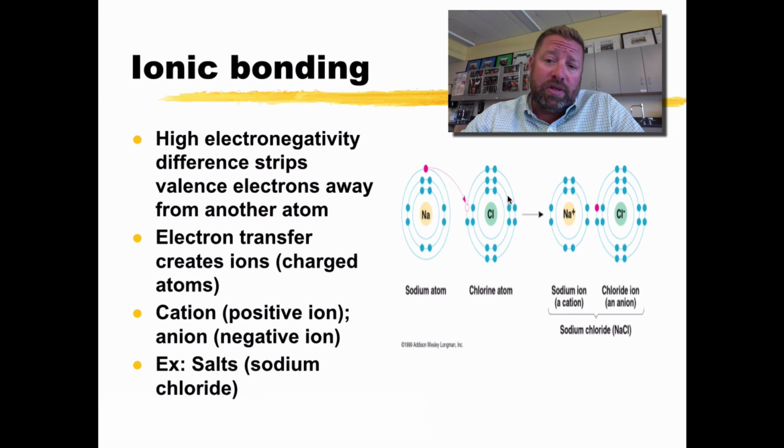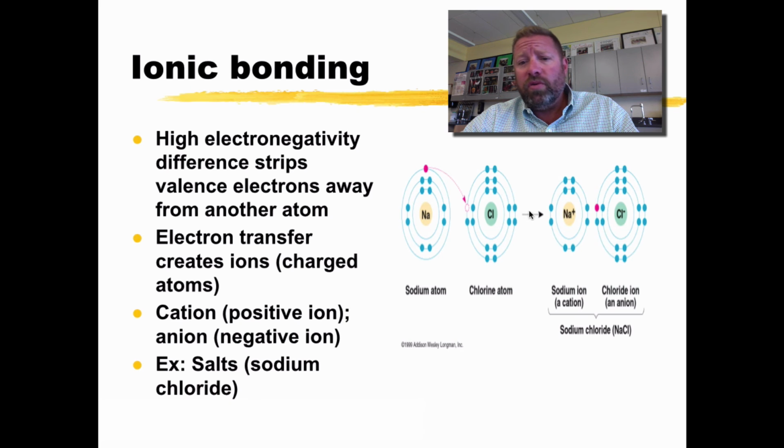So what happens is the atom that's a little stronger in this sense, chlorine, is going to be a little bit more electronegative because it's got more of those protons. It's going to actually pull the electron away from sodium. When this happens, sodium now has a full outer shell, even though it's only got 2 rings. Its outermost ring is still full, which makes it unreactive with other atoms. And chlorine is in the same boat. It picks up that extra electron.